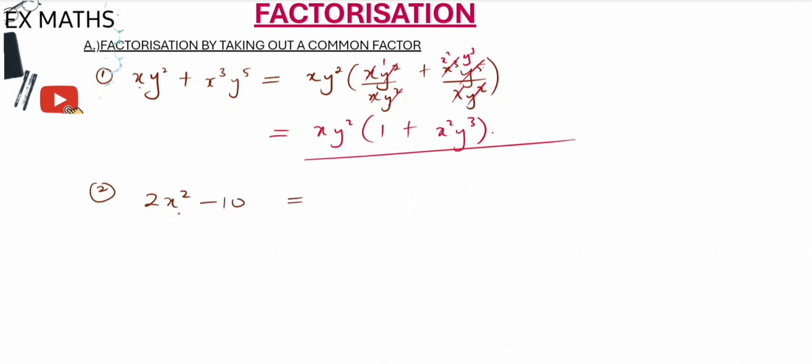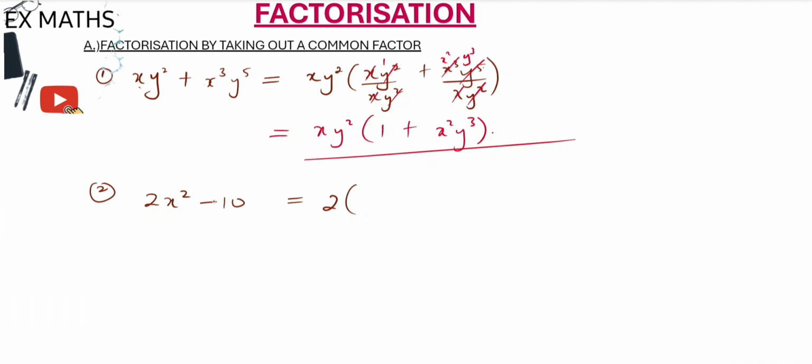Number 2, 2x squared minus 10. So we have 2 and 10. We find the highest common factor between 2 and 10, and we can see that our highest common factor is 2. We take it out. For x squared, we only have x on the first term. The second term doesn't have x, so x is not common.